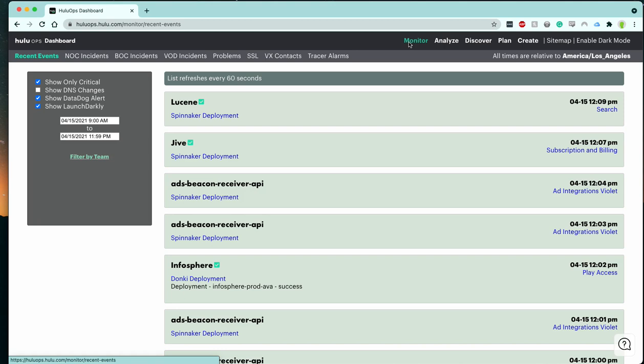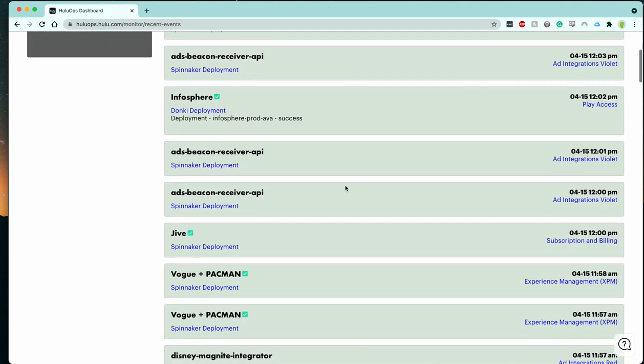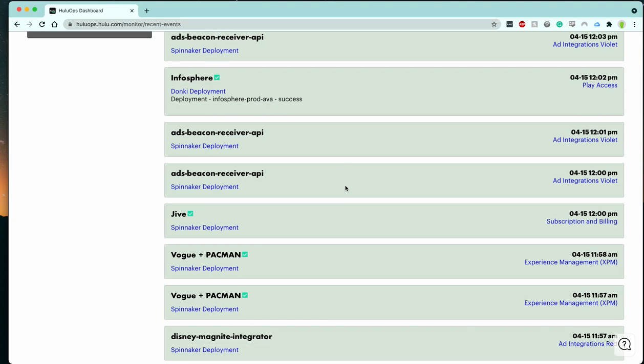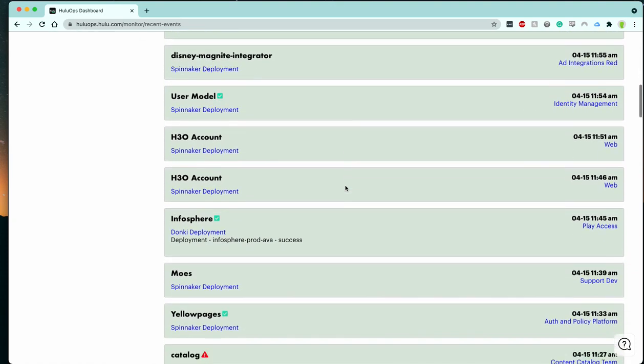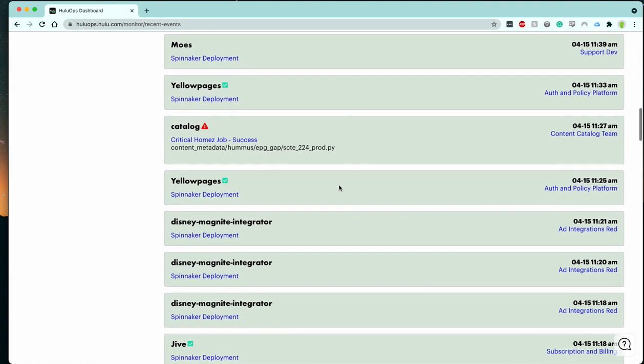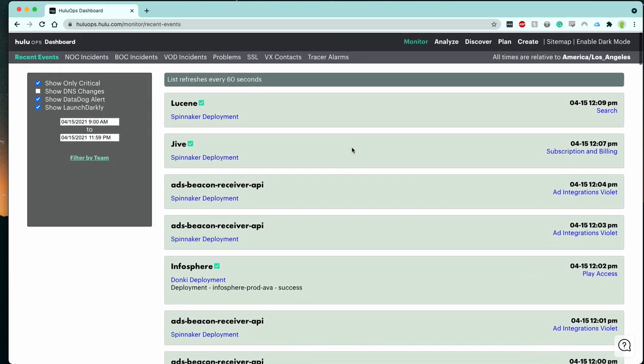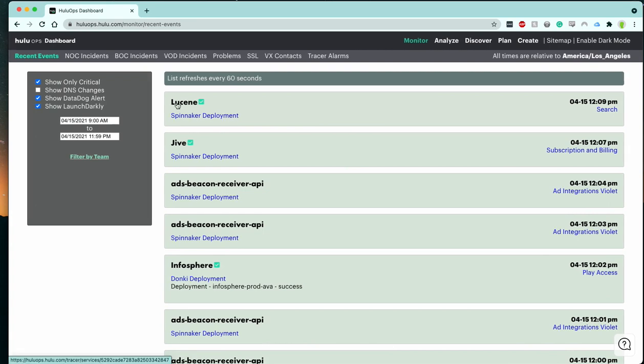And so what you're looking at right now, these are recent events. So now notice these aren't incidents. These are just things that have happened regardless of the system that you're using, whether it's Terraform, Spinnaker, Donkey, our internal deployment pipeline, or a LaunchDarkly flag, or in this particular case, a critical health check failure. What you're looking at, these are the changes. These are the things that are happening right now. List refreshes every 60 seconds.